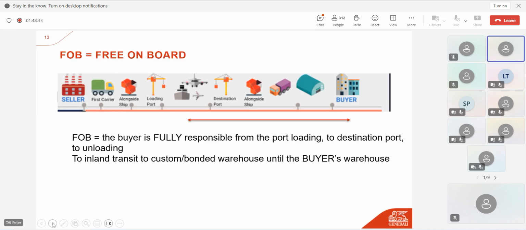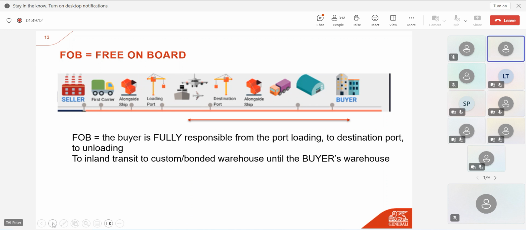It's called free on board. Okay, free on board. The buyer is fully responsible from port of loading to destination port, to unloading, to inland transit, to customs bonded warehouse until the buyer's warehouse. So meaning what? Meaning your seller, and this I see all the time, FOB. Meaning what? Meaning your seller, the moment you buy something from them, they just send it to the ship only.